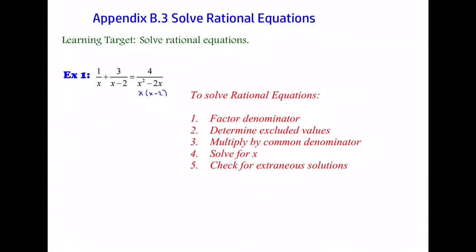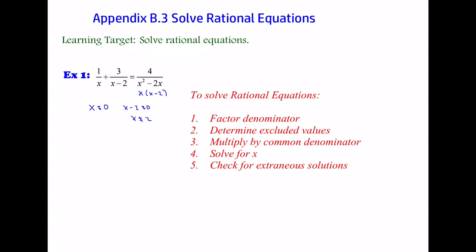Step 2, you can actually do this at the end, but at some point you need to determine what those excluded values are. So now that you have it factored, it's kind of a good time to do that. So we know x cannot equal 0, and x minus 2 cannot equal 0, so therefore x cannot equal 2. So those are our excluded values. X cannot be those two.